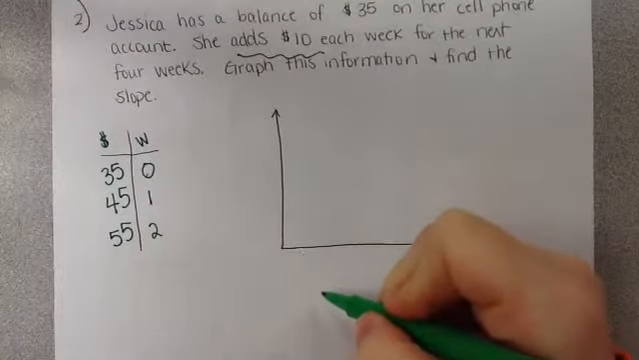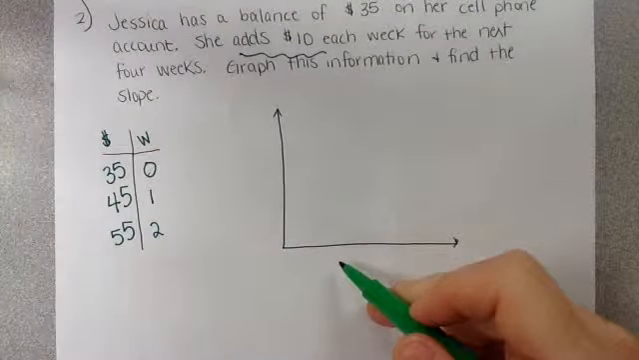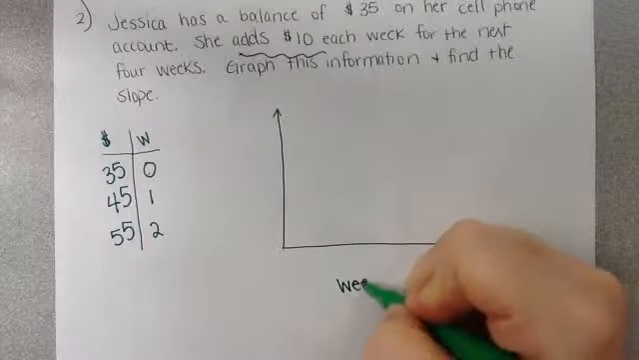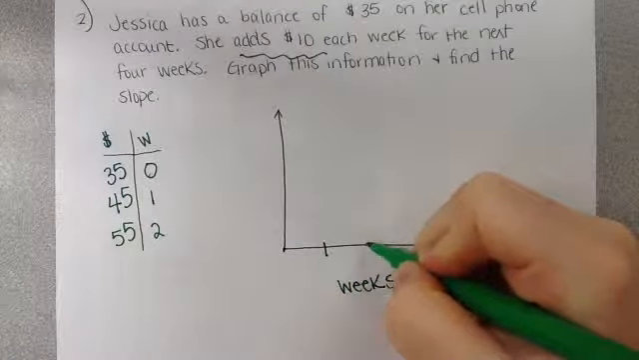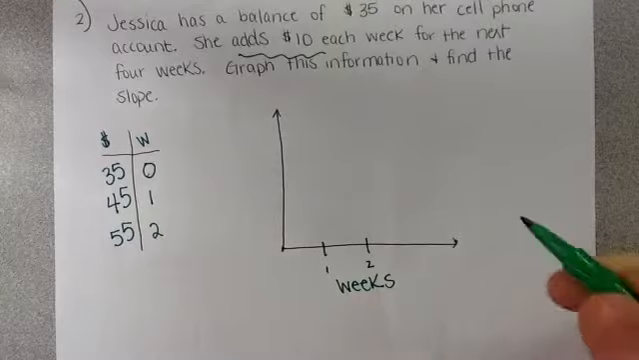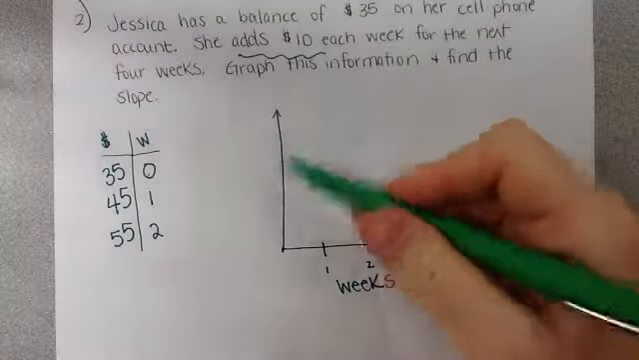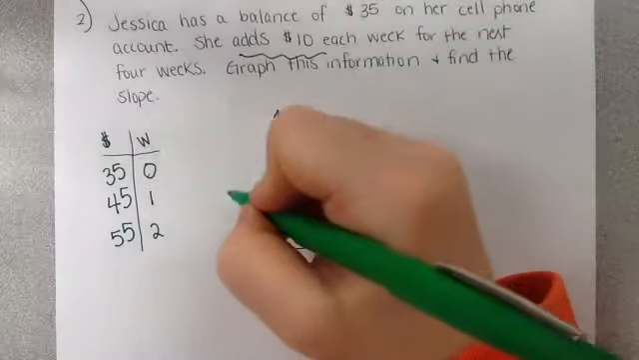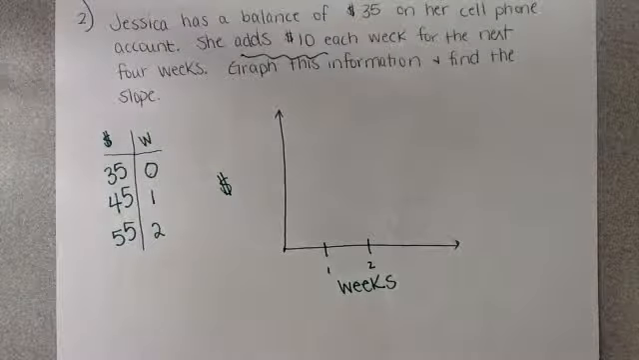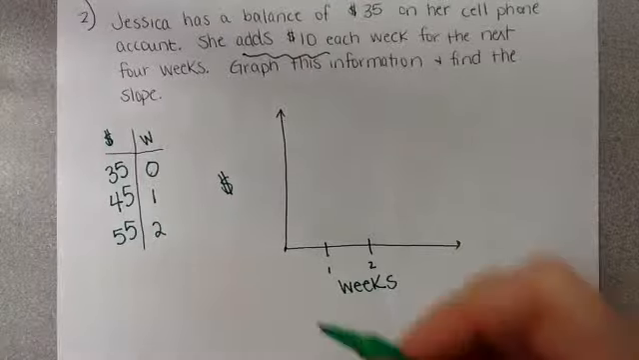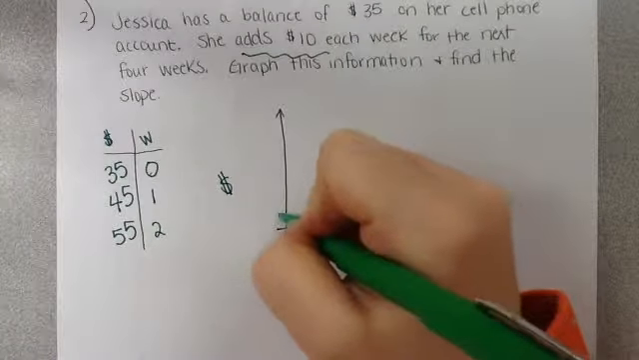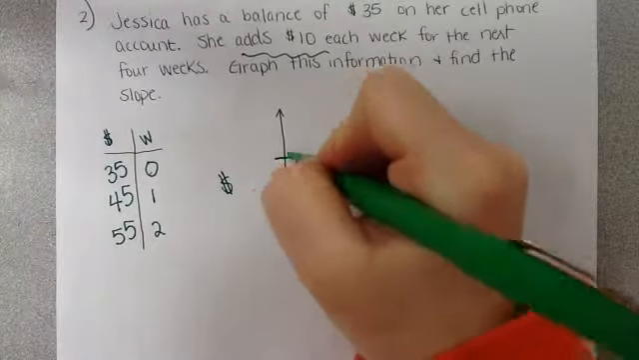So let's graph this information. Weeks and dollars, which one should go down here? Weeks. Okay, so there would be 0, 1, 2. If I want to put something here, what should go here? The dollar amount. What should I count by? Right, let's count by tens. That sounds good. 10, 20, 30, 40, 50, 60.